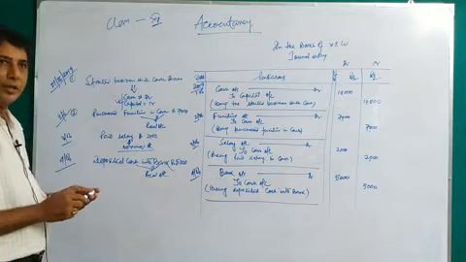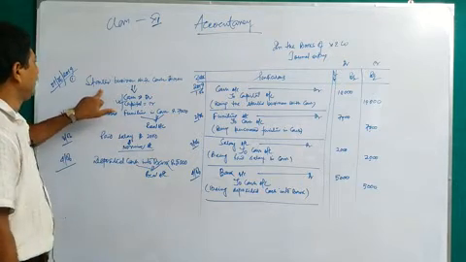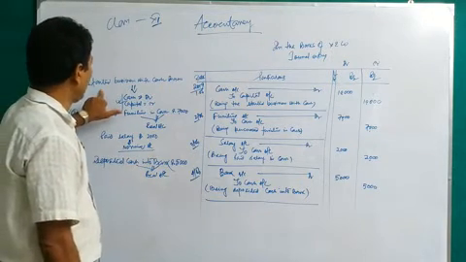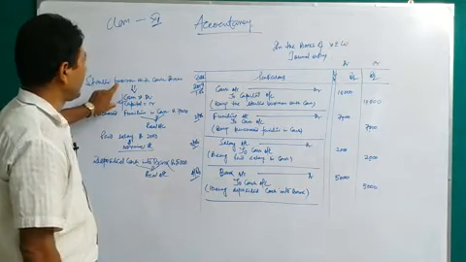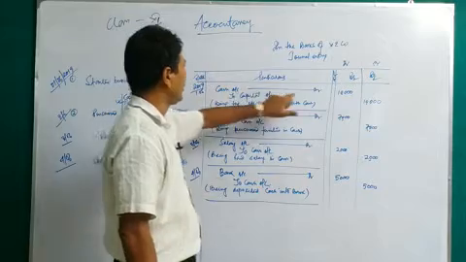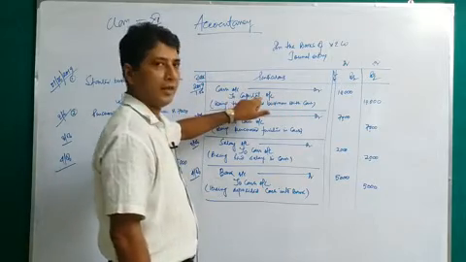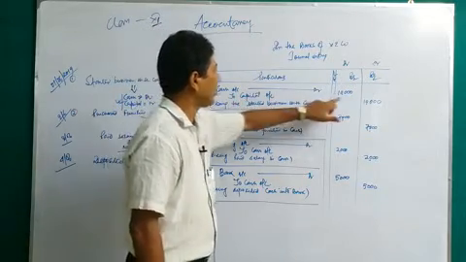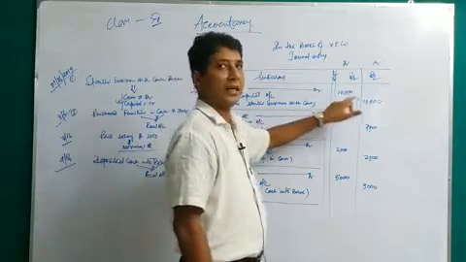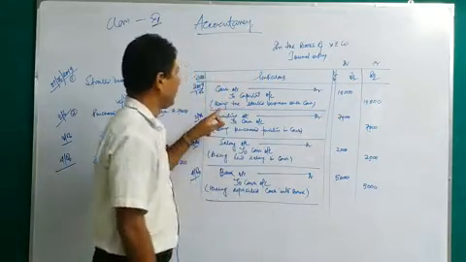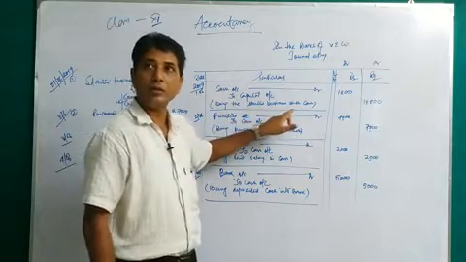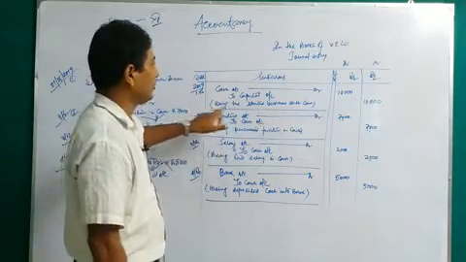Now again I will repeat this. First journal: started business with capital. Here cash is a real account. Cash debit, capital credit. So write cash account debit, to capital, 10,000 in the debit column and 10,000 in the credit column. Clear? Now the narration: being the started business with cash.